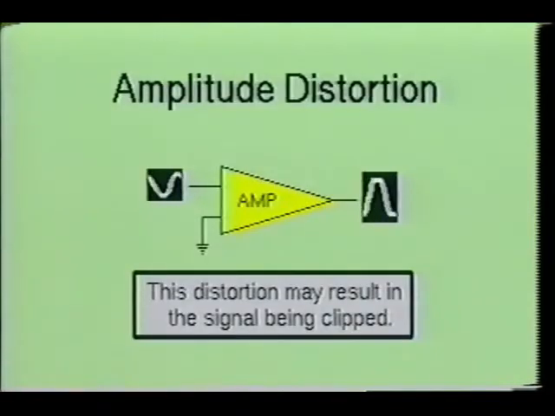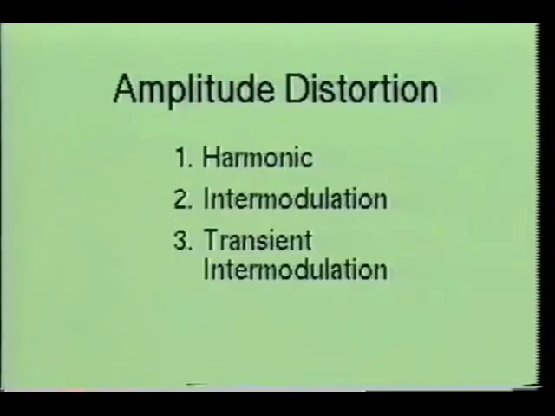Amplitude distortion occurs when the output signal is not a faithful reproduction of the input signal or wave shape. This may be caused by the amplifier being driven into saturation and clipping the peaks of the signal. There are three other types of amplitude distortion: harmonic, intermodulation, and transient intermodulation.